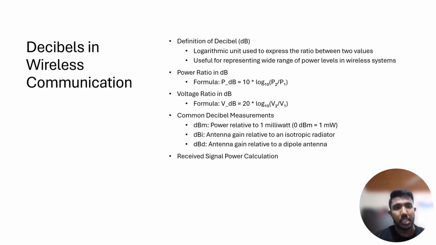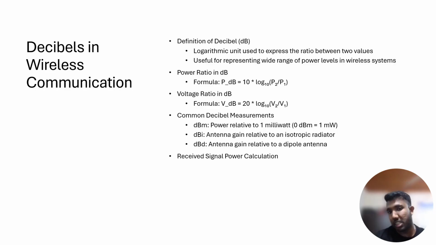Decibels in wireless communication. Now let's discuss the concept of decibels, which is fundamental to wireless communication. The decibel is a logarithmic unit used to express the ratio between two values. The logarithmic nature is particularly useful for representing the wide range of power levels in wireless systems. For power ratios, we calculate decibels as P_dB = 10 × log10(P2/P1). For voltage ratios, it's V_dB = 20 × log10(V2/V1).